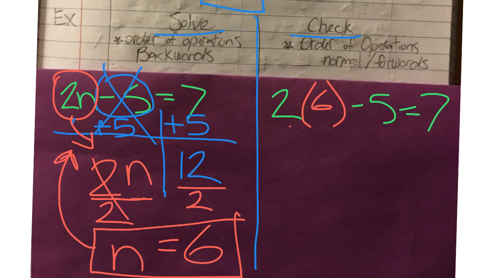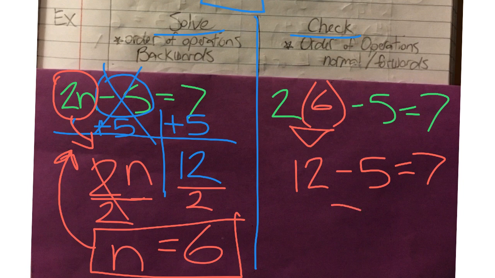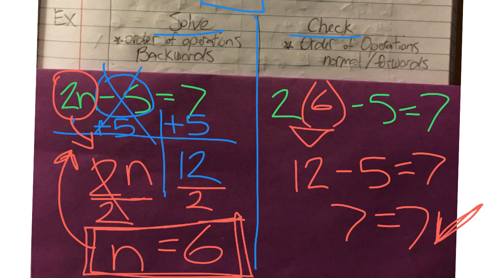That would tell me that I need to do 2 times 6 first, which gets me 12. Then I rewrite everything else. I don't do 2 things at once. 12 minus 5 is 7, equals 7. We checked it and we have a balanced equation. Both sides are the same, so my N equals 6 is absolutely correct.